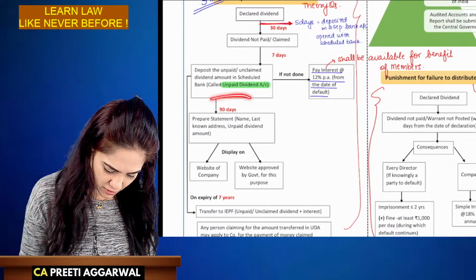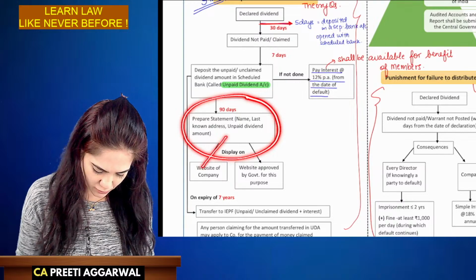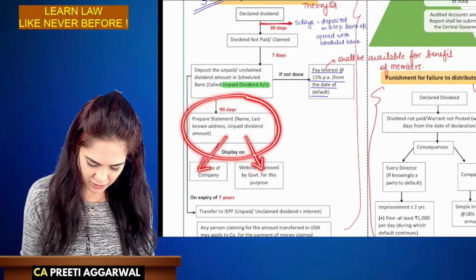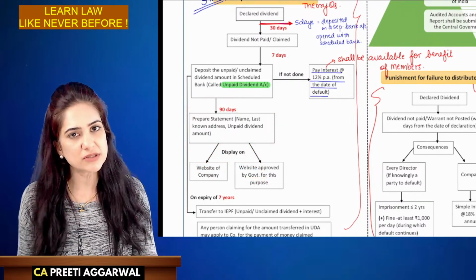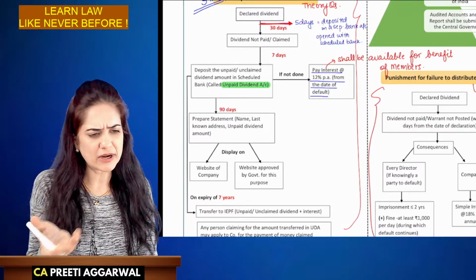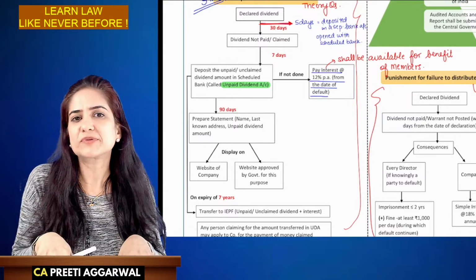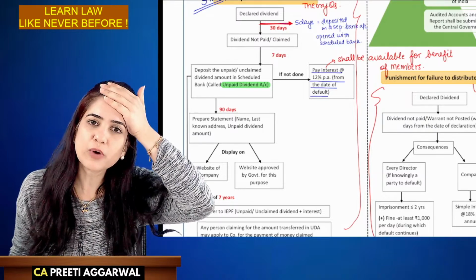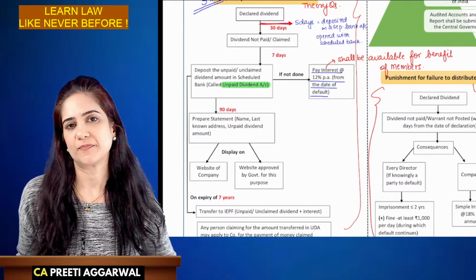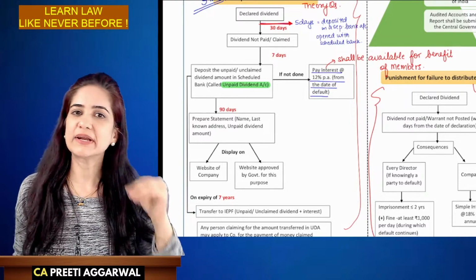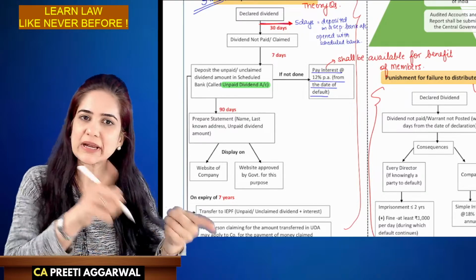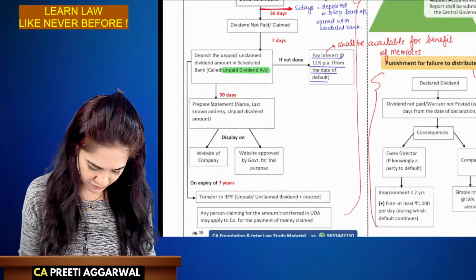So they will put a list and display it on the website of the company as well as any other website approved by the government for this. So if people say, "Arey, you received dividend, I didn't receive," quickly he goes to the website and sees, oh, I forgot to update my address. Then he will go and claim that money from the company. So that is why we say display.